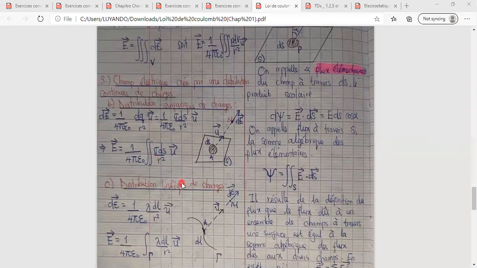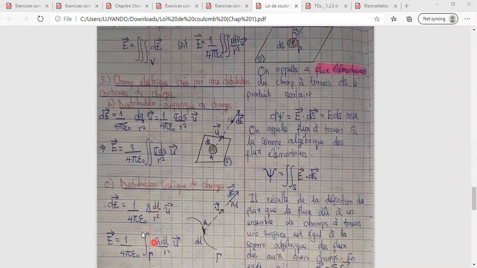And then we're going to have distribution linéique de charge. The same reasoning, so to say. We have dE at a specific point on a line. Imagine this is a wire. Then we're trying to find the field produced by a charge placed at the point A of the wire. So we're going to have dE, a small field. We're going to have dq here, but since we know what dq is equal to, if we change the subject of the formula, we're going to have another Greek constant, lambda, times dl over r squared in the direction of u.